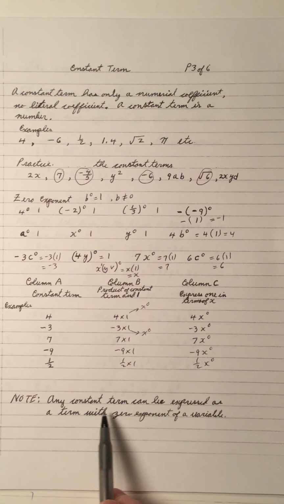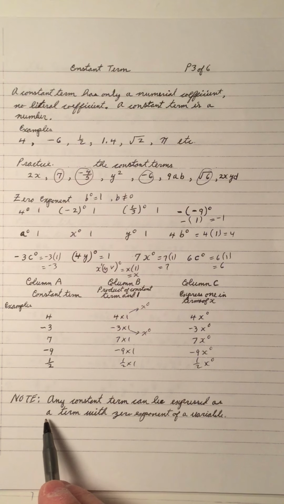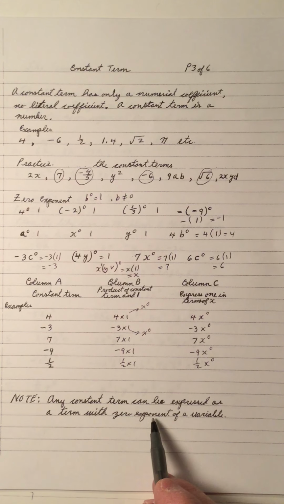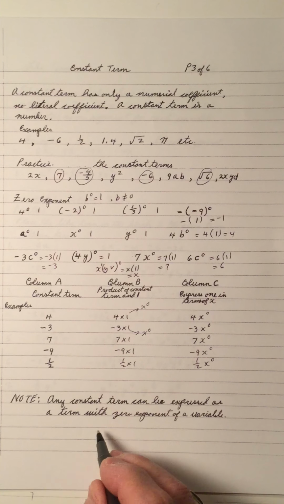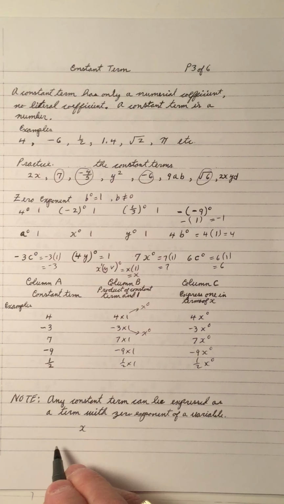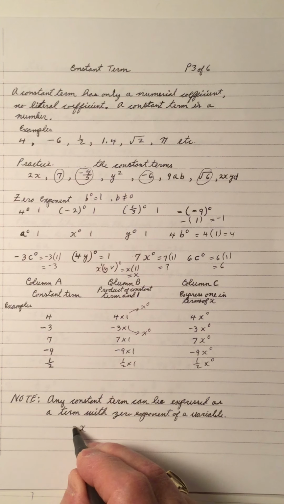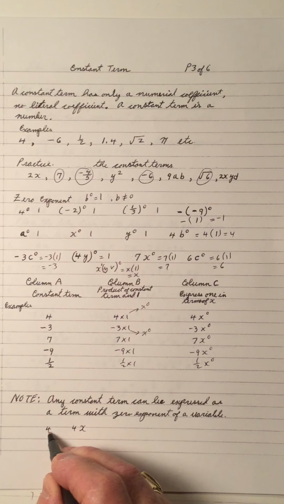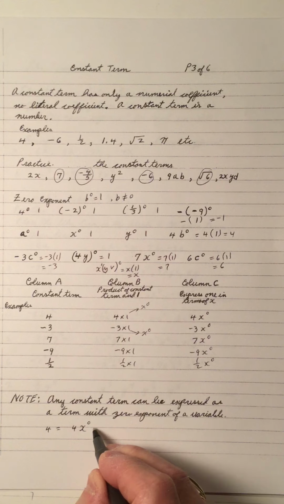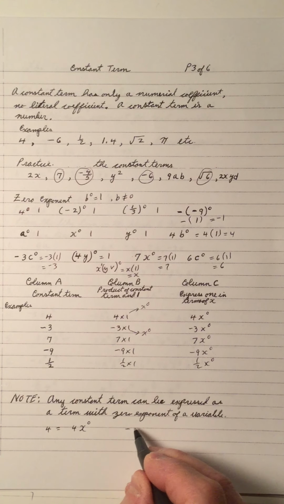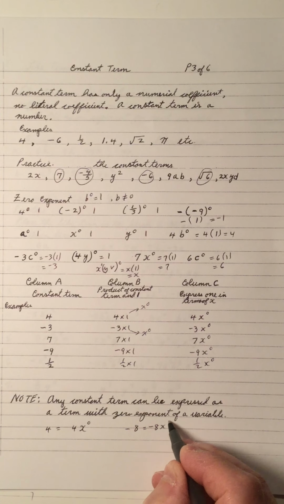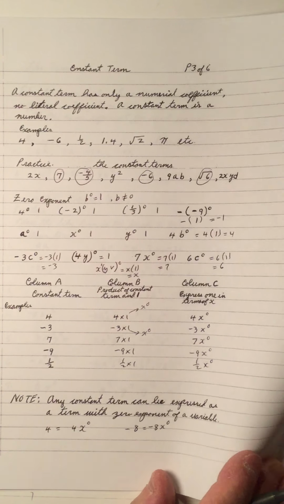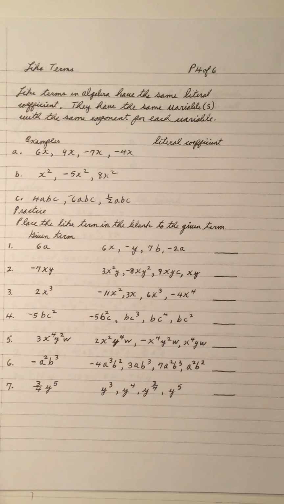Note, any constant term can be expressed as a term with a 0 exponent of the variable. So any constant term, no matter what it is, could be x to the 0. Let's go with 4. 4 is 4x to the 0. And if we got a negative 8, that could be negative 8x to the 0. Very important to know that. It'll help you understand.